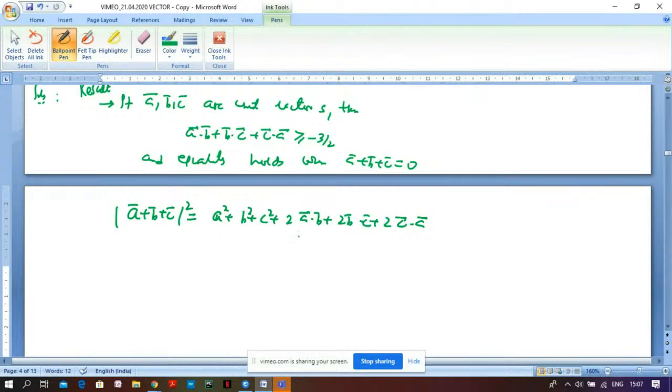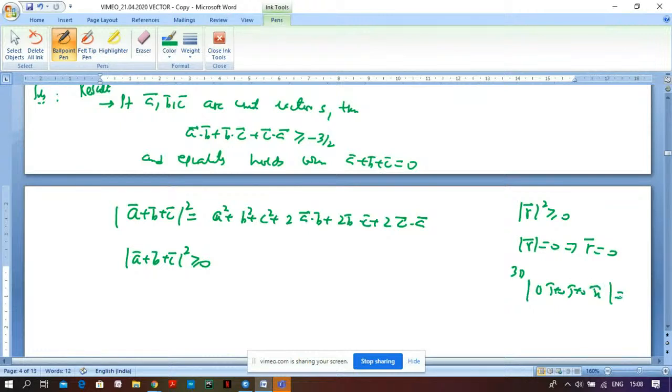Now we already know that any modulus is non-negative, so this is greater than or equal to 0. In fact, for any r, modulus r square is greater than or equal to 0, and modulus r equal to 0 implies vector r itself is 0. If you talk of 3D, then 0i plus 0j plus 0k has got modulus 0. Others don't have. So this means that this is greater than or equal to 0.